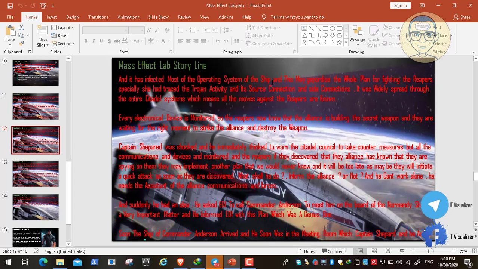And it has infected most of the operating system of the ship, and this may jeopardize the whole plan for fighting the Reapers. Especially since she had traced the Trojan activity and its source connection and side connection. It was widely spread throughout the entire Citadel, which means that all the moves against the Reapers are known. So there is a Trojan horse, and it is spying on the Normandy, and not only this, it's spying on the whole Citadel system, which contains all of the other species, and all of the activities concerning the war with the Reapers are done in the Citadel. So the Reapers have inserted a Trojan that spies on all of the Citadel systems and the Normandy's systems, so all of their moves against the Reapers are known to the Reapers through this Trojan horse.